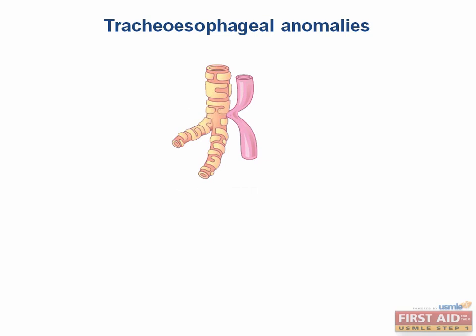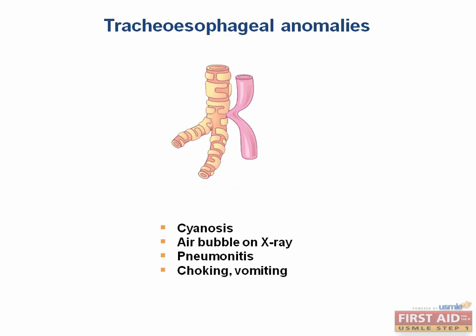Tracheoesophageal fistula can cause cyanosis, an air bubble on X-ray of the chest, and pneumonitis due to the upper esophagus being connected to the trachea. Other features also include choking and vomiting with feeding, and failure to pass an NG tube into the stomach. Finally, tracheoesophageal fistula can cause polyhydramnios, which is excess amniotic fluid in the amniotic sac due to the infant's inability to drink.